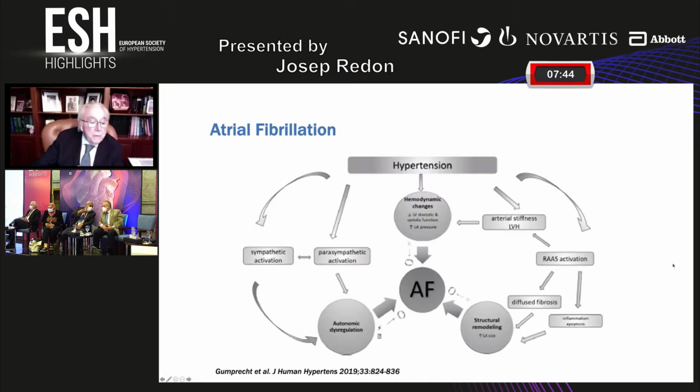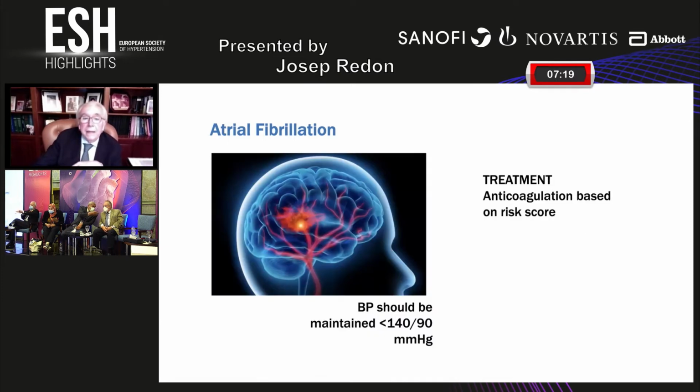Atrial fibrillation has been presented perfectly by the previous speaker. Hypertension is a very, very important causal factor to induce atrial fibrillation, through several mechanisms that this is not the moment to comment on, because it is a mix of sympathetic activation, the renal system, and mainly fibrosis. But what about the anticoagulant? The anticoagulant should be based on a risk score, and the blood pressure should be maintained below 140/90.